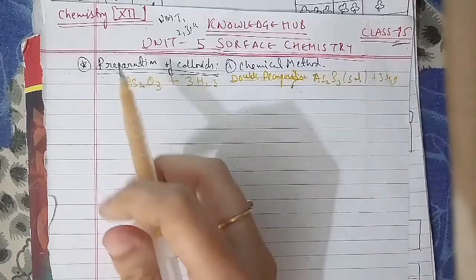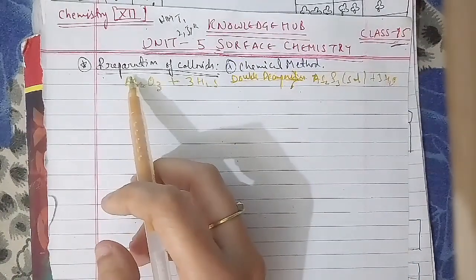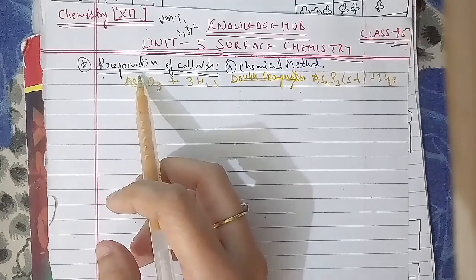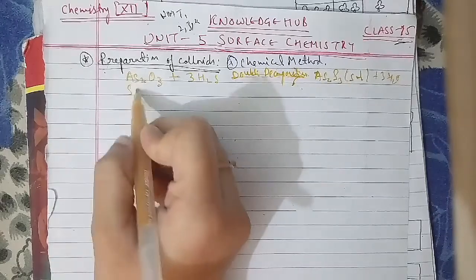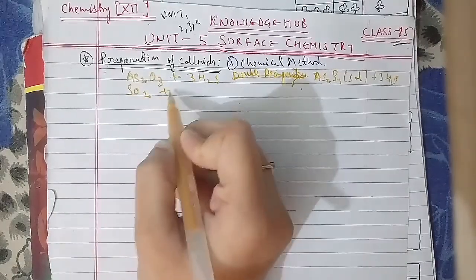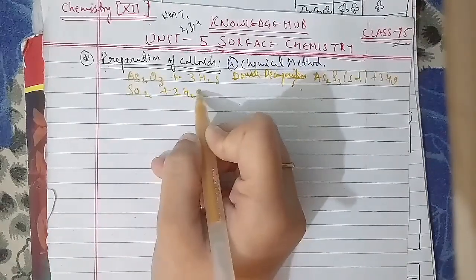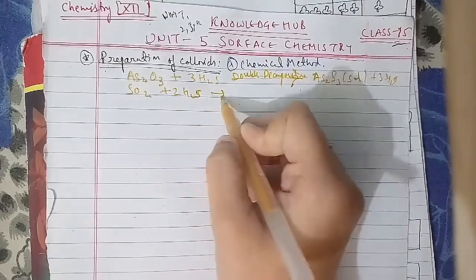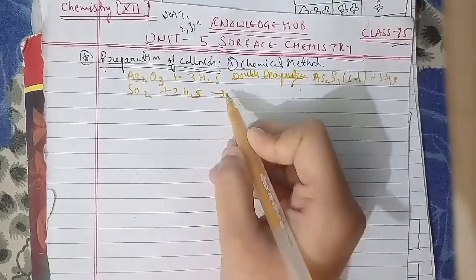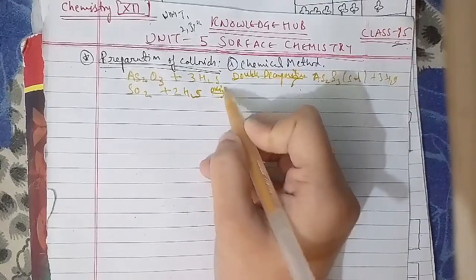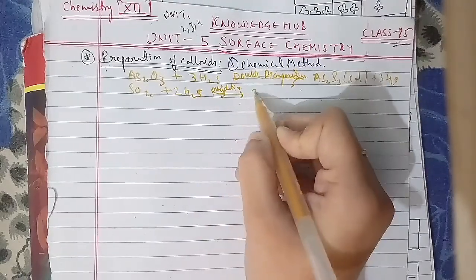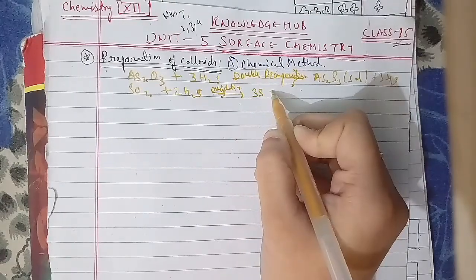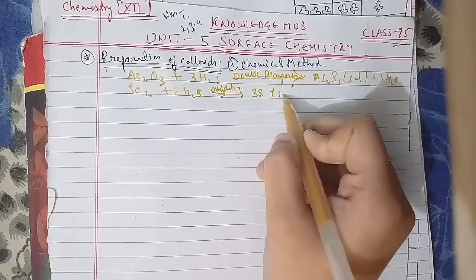Let's go ahead with another equation: SO2 plus 2H2S, where oxidation takes place, will give 3S sol plus 2H2O. That is the colloidal solution that we make of sulfur.